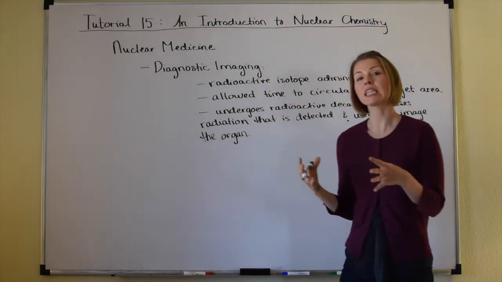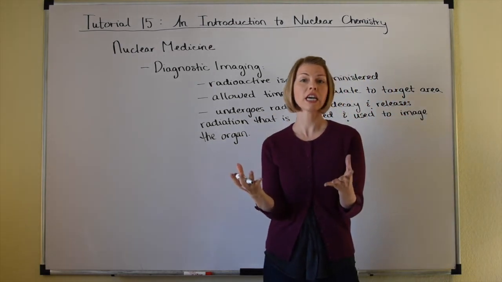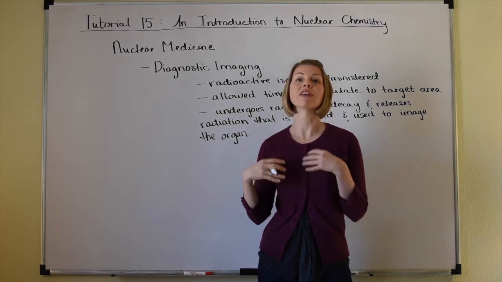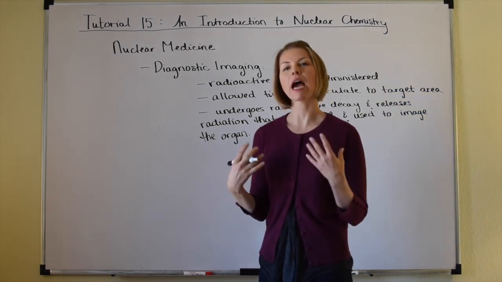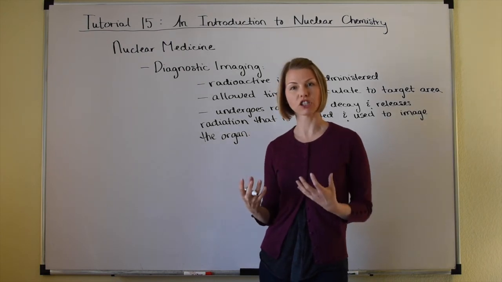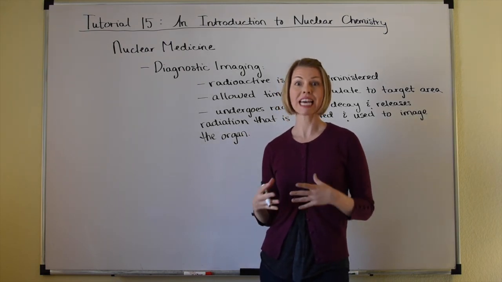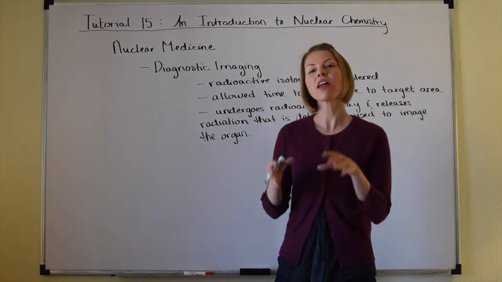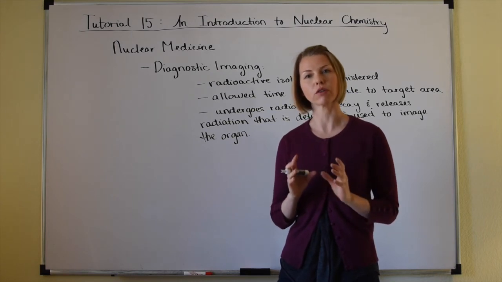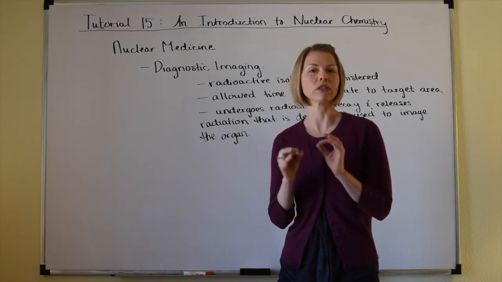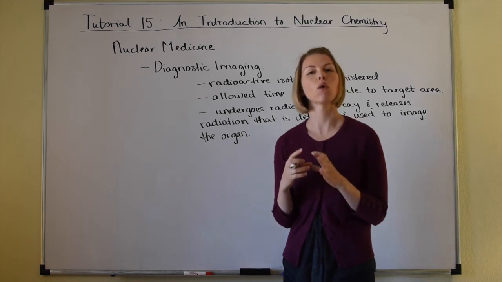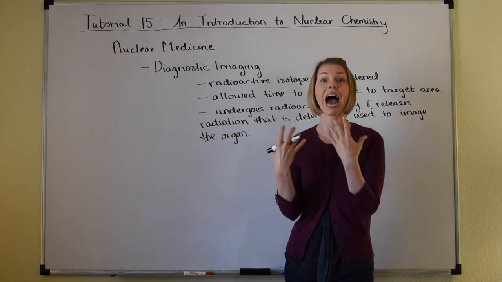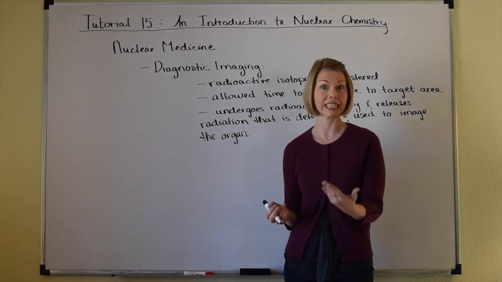Okay, so since it is detected externally, diagnostic imaging must occur with the release of gamma radiation. Gamma radiation, remember, is a high energy form of electromagnetic radiation. It can penetrate through the tissues and exit the body. The alpha particles and beta particles are actual particles. They have mass. They have a lower penetrating ability. And so they would not be able to penetrate out of the body where they could be detected.